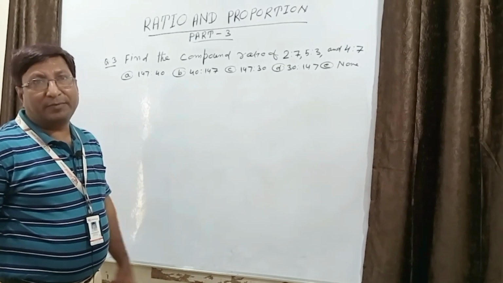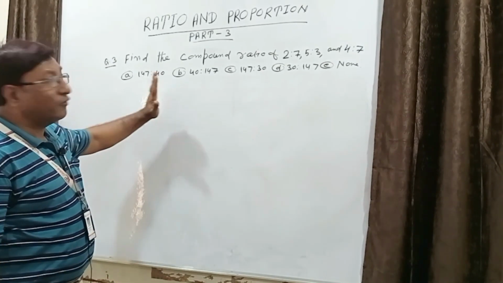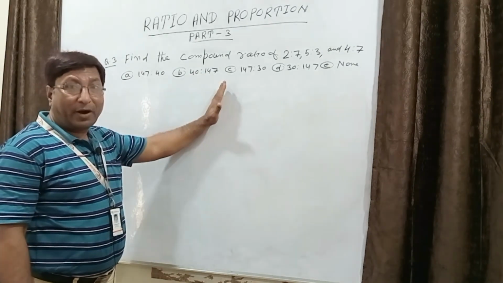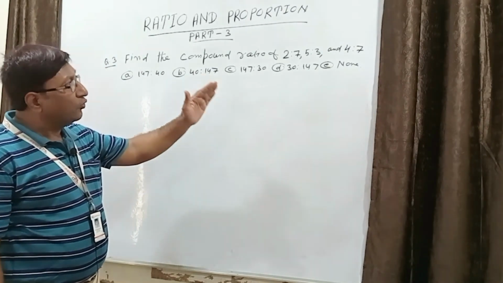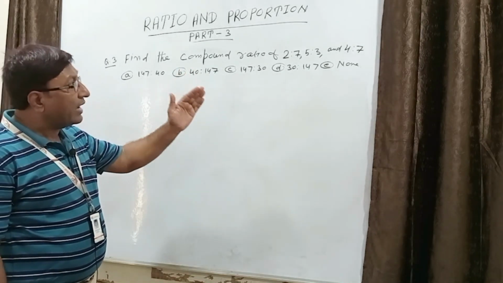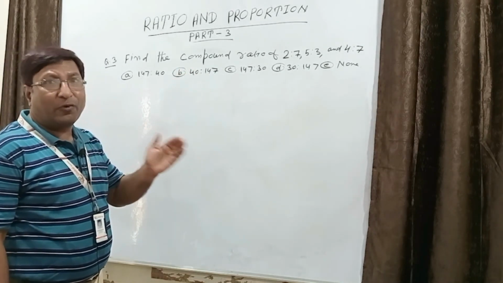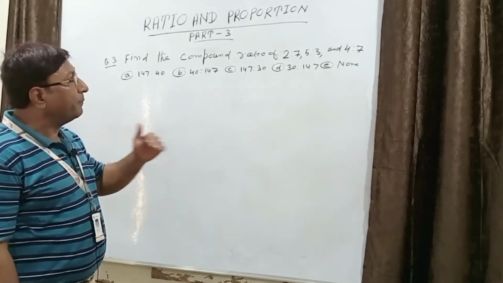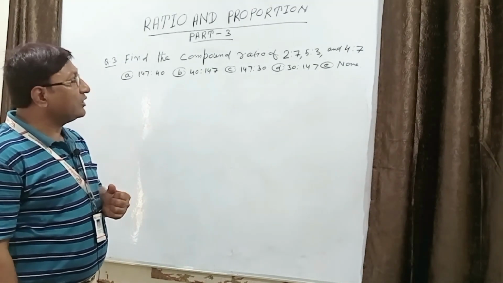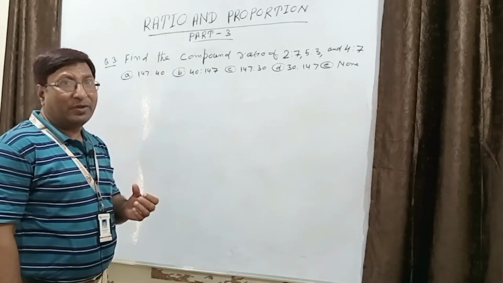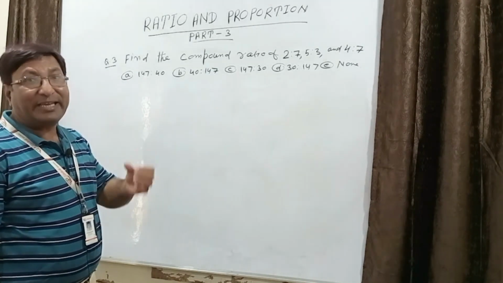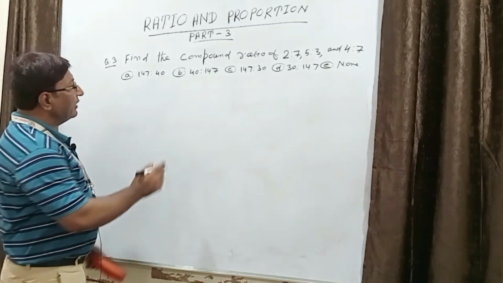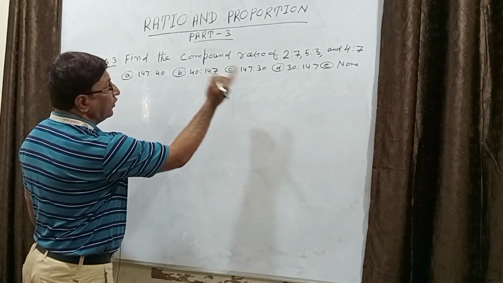Now see question number 3rd. The third question is also a very important question. Find the compound ratio of 2:7, 5:3 and 4:7. What is the technique for finding compound ratio? The simple technique is that for compound ratio, just multiply each ratio. So here the required answer will be what?